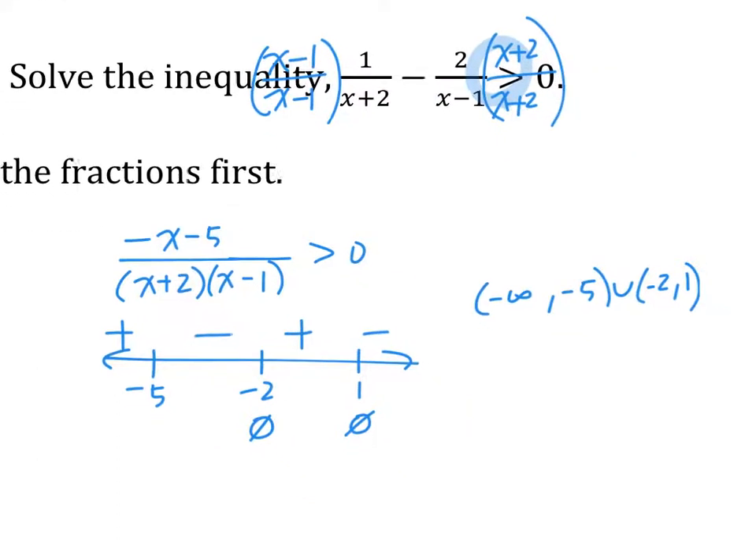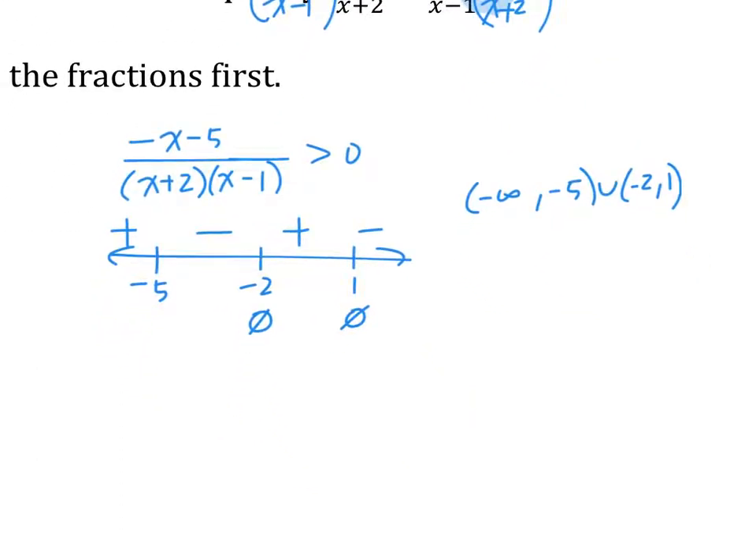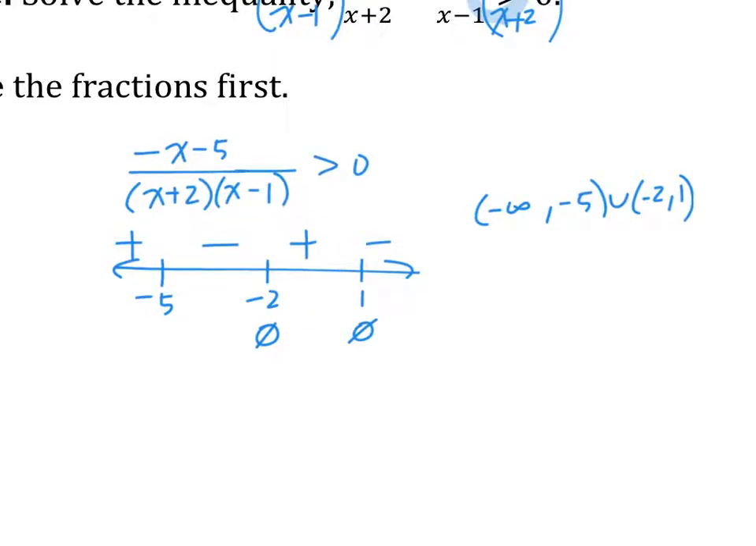Let me ask you another question. What if this question is not just asking for greater than? What if the question is asking for greater than or equal to? How would the answer be different? Oh, then don't include the one on the bottom, the denominator. Yes, but we already didn't include anything. So what would be different? You would include -5, because -5 is equal to 0, while -2 and 1 are going to be undefined. So I still cannot include them. Okay, so that would be the difference.